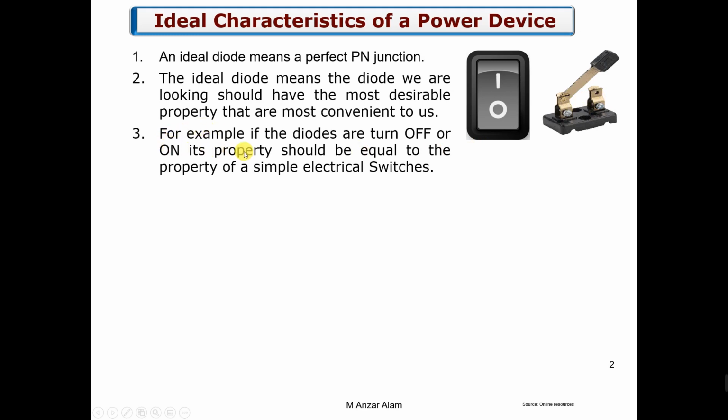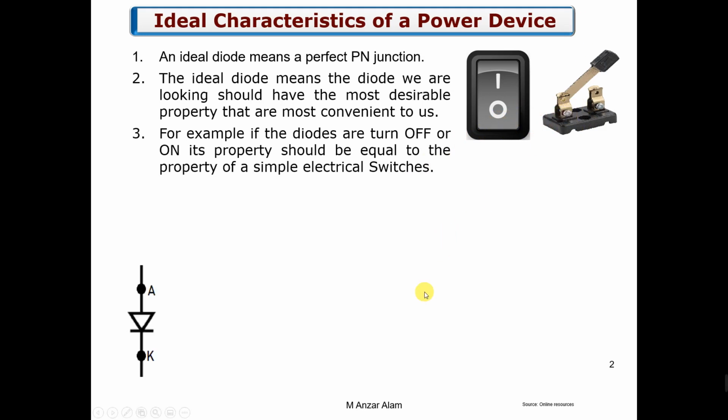So again, if the diode is turned off or on, its property should be equal to the property of a simple electrical switch. If the diode is on, or if the switch is on, the current will flow. The same is true for the diode. If the diode is off, or any or both of the switches are off, there should be no flow of current. These are the ideal properties. So we can correlate the property of the diode with the commonly available switches. We are quite familiar with these switches.